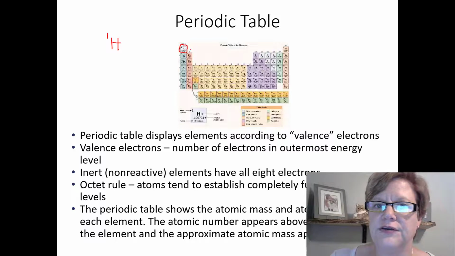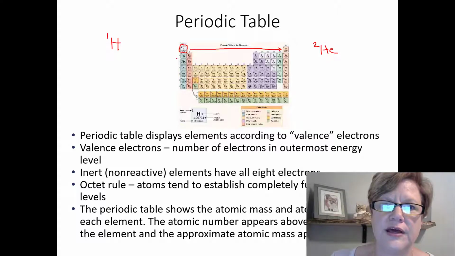And then over here, you read the chart across the rows. The next one is helium. Helium has an atomic number of 2, and its symbol is He. Then you go to the next row. Lithium, Li, has an atomic number of 3, so 3 protons, and so on and so forth.